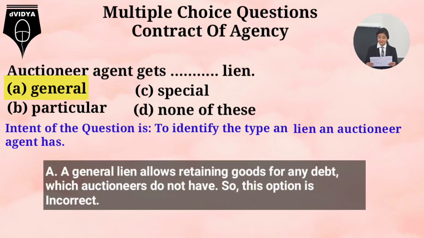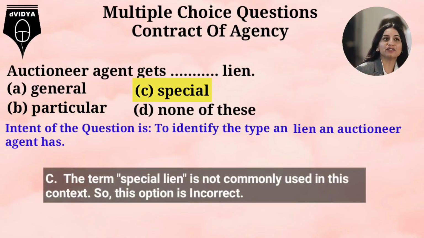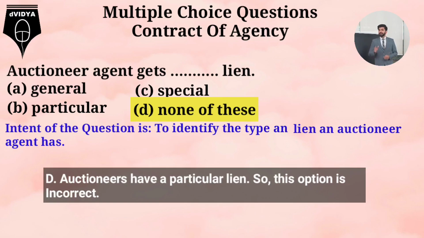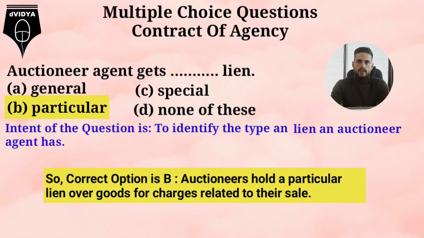Option A. General. A general lien allows retaining goods for any debt, which auctioneers do not have. So, this option is incorrect. Option B. Particular. Auctioneers have a particular lien, allowing them to retain goods for unpaid dues related to their services. So this option is correct. Option C. Special. The term special lien is not commonly used in this context. So this option is incorrect. Option D. None of these. Auctioneers have a particular lien. So this option is incorrect. Correct option is B. Auctioneers hold a particular lien over goods for charges related to their sale.